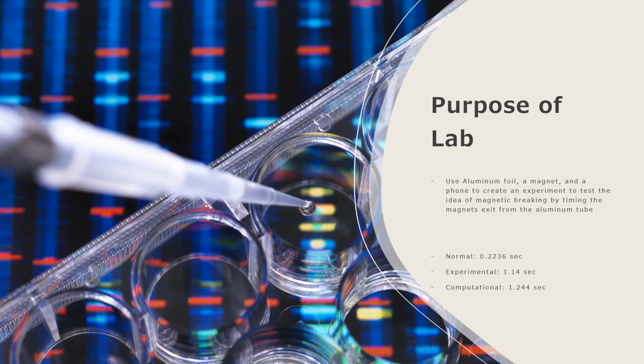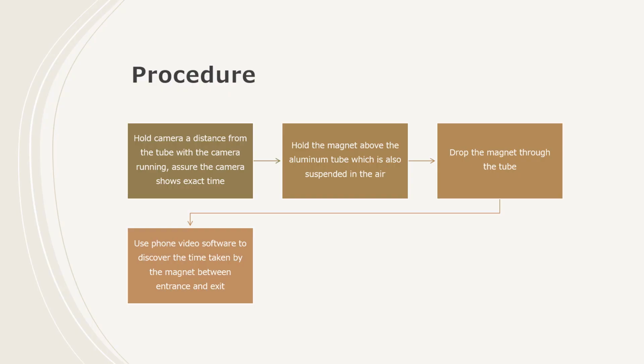Next slide. The procedure I went about doing this experiment with is, first, I held the camera a distance from the tube. I didn't have three hands, so I just put it up on a thing, and I had the camera just running, making sure the camera shows the exact time. I hold the magnet above the aluminum tube, which is suspended in the air, so there's no conduction anywhere else. And then I simply drop the magnet through the tube.